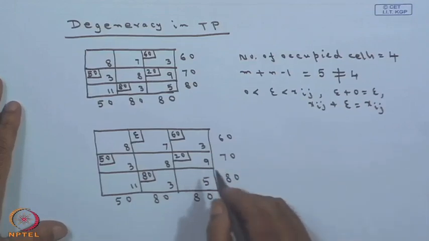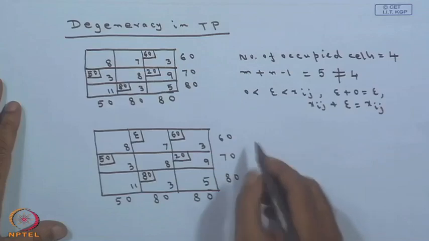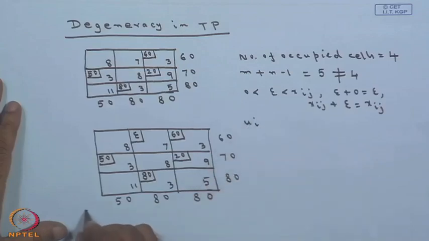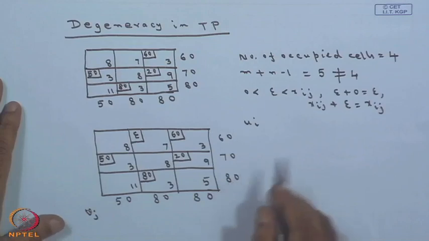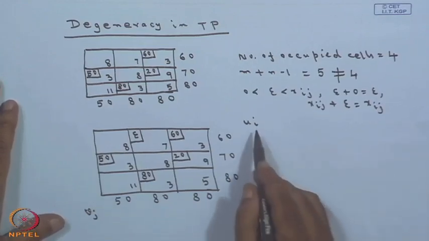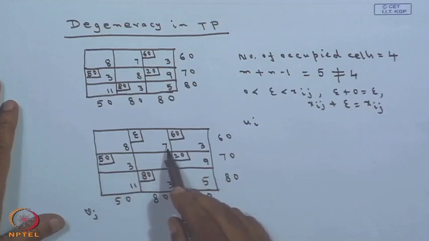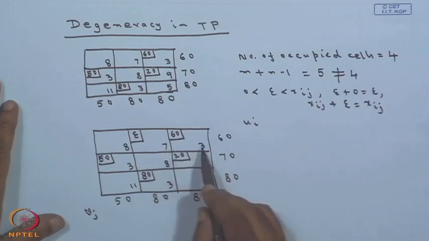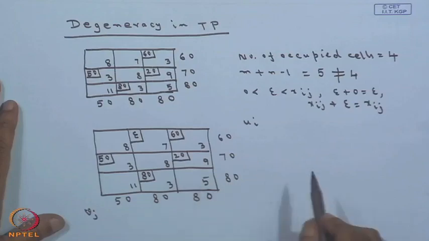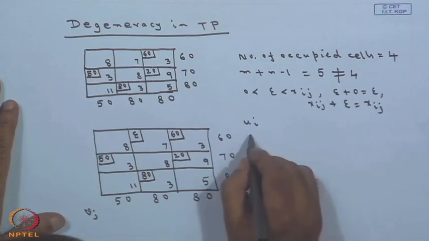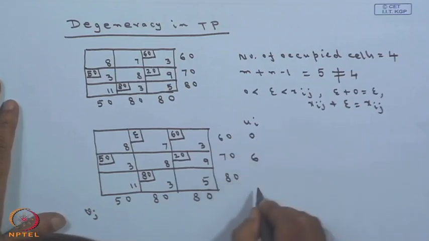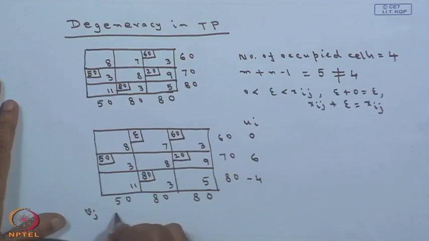Once we have made it non-degenerate, using the earlier methods, you now have to calculate u_i and v_j from the occupied cells. So u 2 plus v 1 equals 7, u 1 plus v 2 equals 7, u 1 plus v 3 equals 3, and in this way, by the method defined earlier, you can calculate the values of u_i and v_j. I am directly writing these values: u_i are 0, 6, minus 4, and v_j are minus 3, 7 and 3.